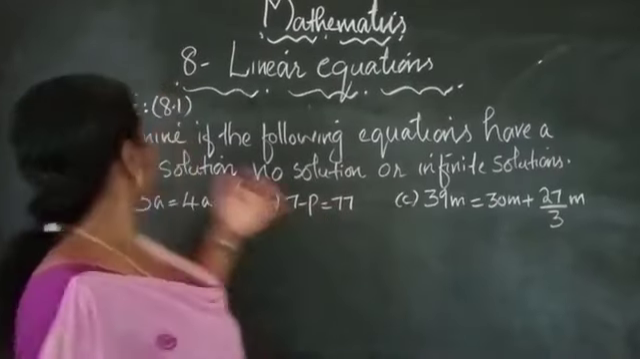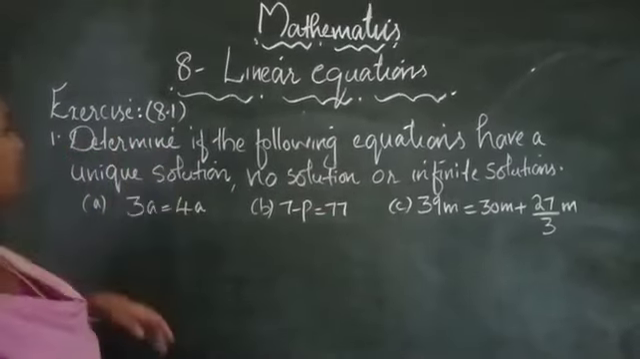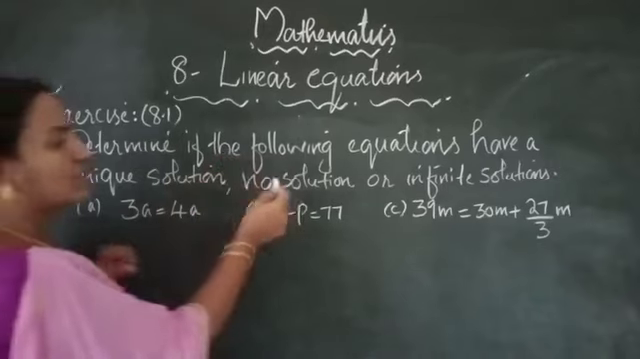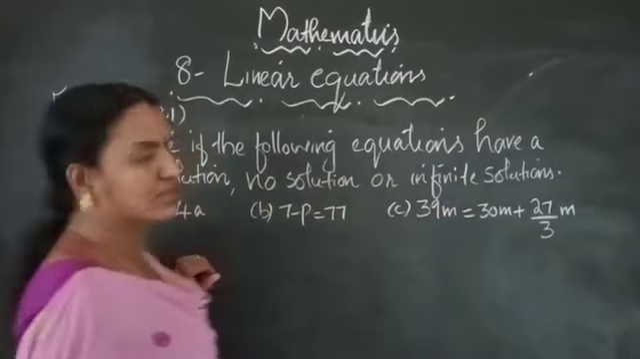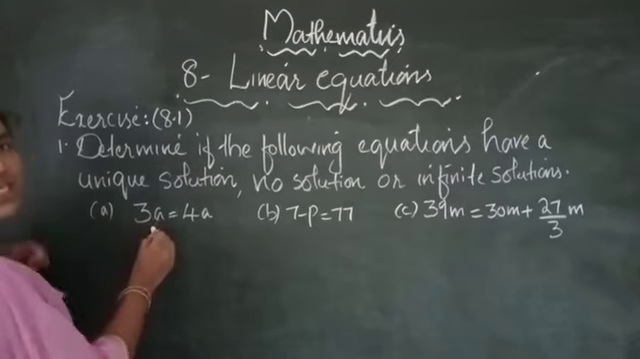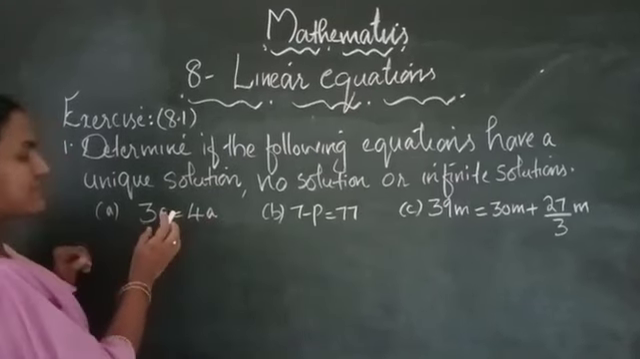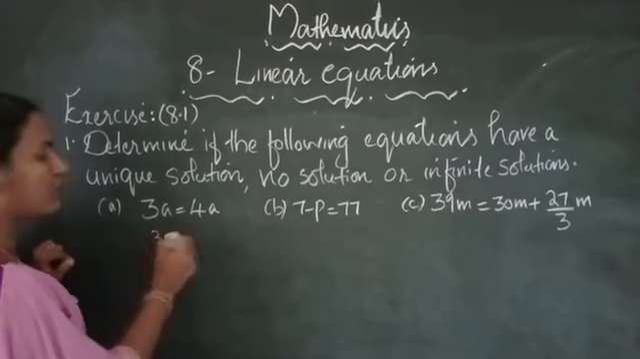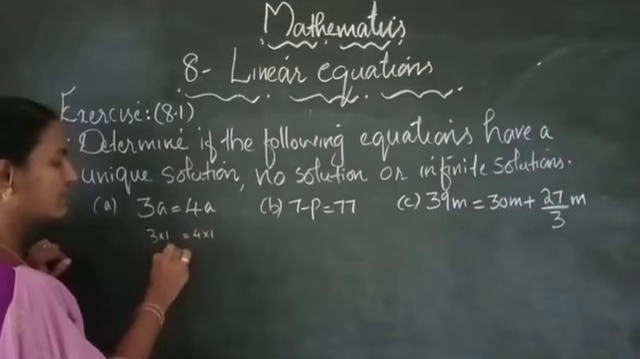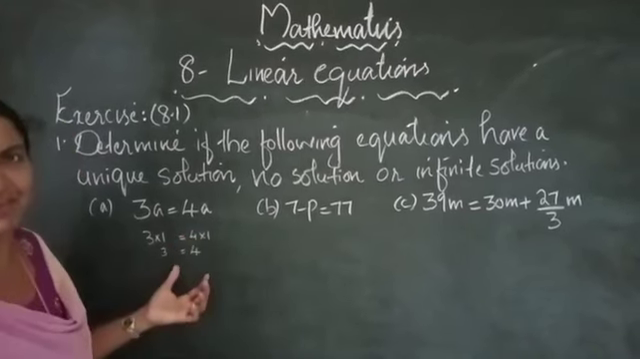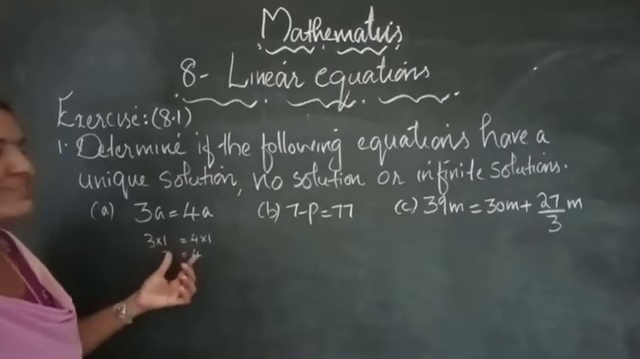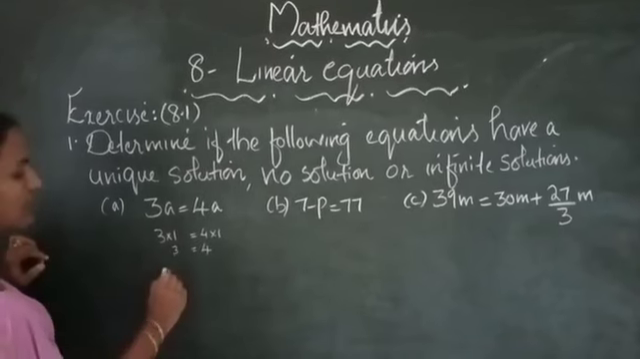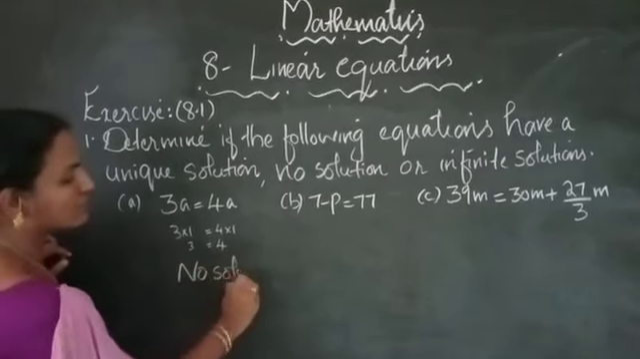Move on to exercise questions. First problem from exercise 8.1. Determine if the following equations have a unique solution, no solution or infinite solution. Option A, 3a is equal to 4a. Substituting different values of a, a is equal to 1 means 3 into 1 is equal to 4 into 1. So 3 is equal to 4. It's a false statement. So the equation has no solution.